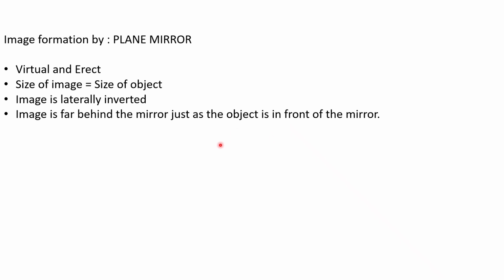That is, the U is equal to 30. That is, the image distance from the image to the pole, the center of the mirror, will be 30 centimeter, meaning the image distance will also be 30 centimeter.